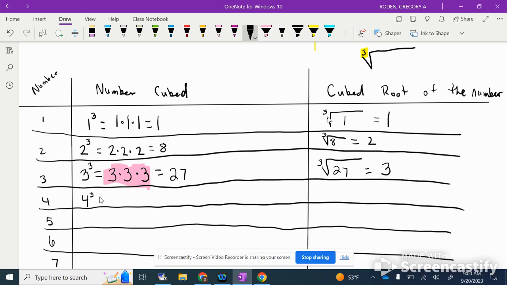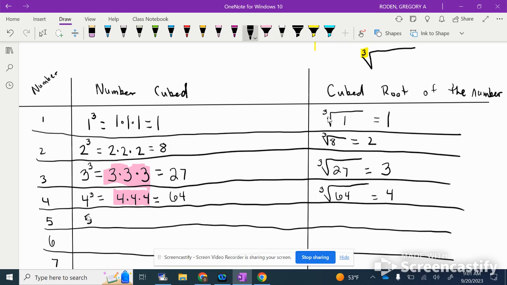4 cubed. 4 cubed is 4 times 4 times 4. Let's see here. Well, let me do the highlighter here. 4 times 4 is 16. If my math is right, 16 times 4 is 64. Am I correct on that, Mrs. Galler? Yep. Okay. Mrs. Galler's checking me on her calculator. So this is going to be 64. So now we can do the cubed root of 64 equals 4.